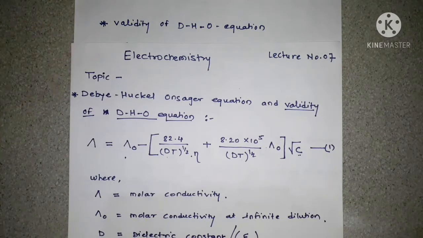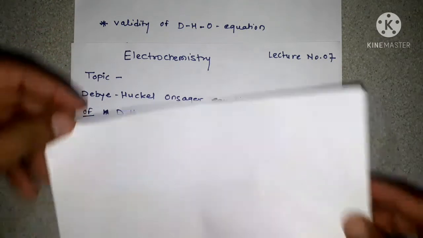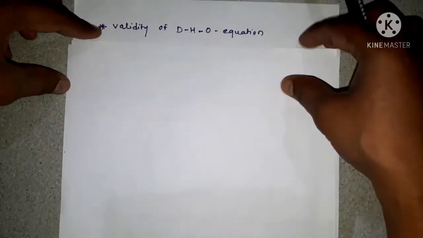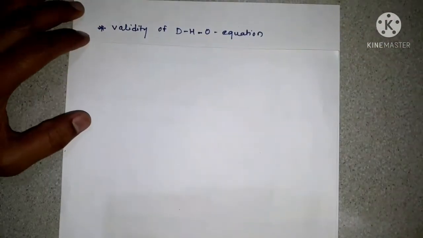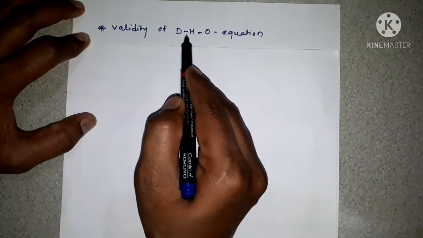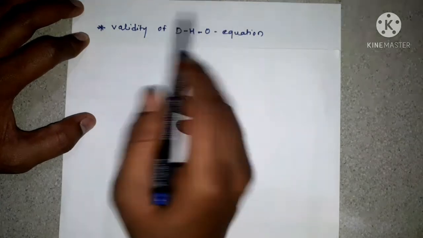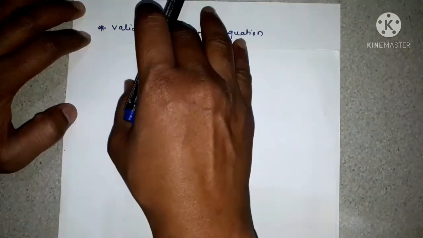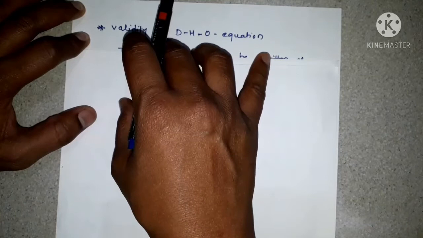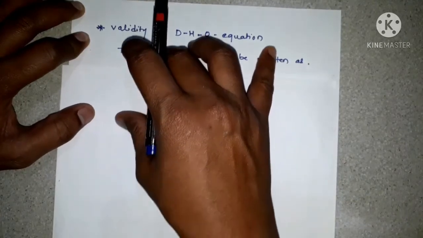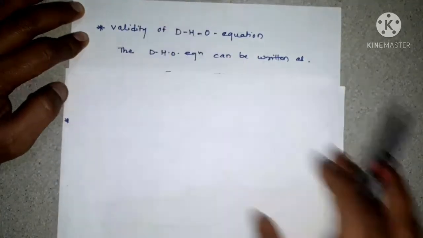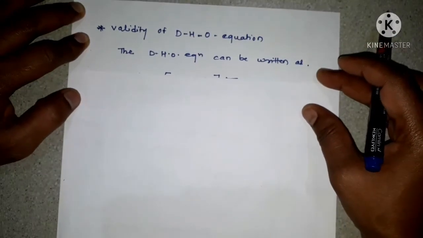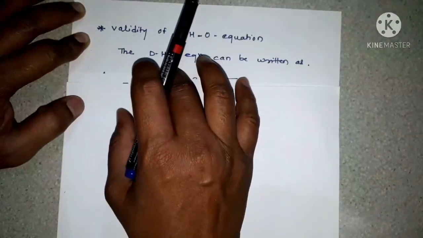And the next point is the validity of the DHO equation. Validity of the DHO equation, that means DHO means what? Debye-Hückel-Onsager equation. So this validity of the Debye-Hückel-Onsager equation is also mentioned in your MSc part 1 syllabus. So let us see one by one.